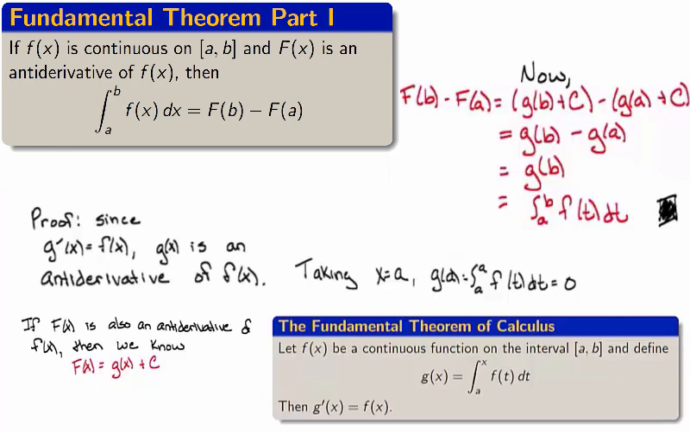We now have that big F of b minus big F of a equals g of b, which is the integral from a to b of f. This is the first part of the fundamental theorem of calculus, also known as the evaluation theorem for integration. The fundamental theorem allows us to sidestep limits in favor of antiderivatives.